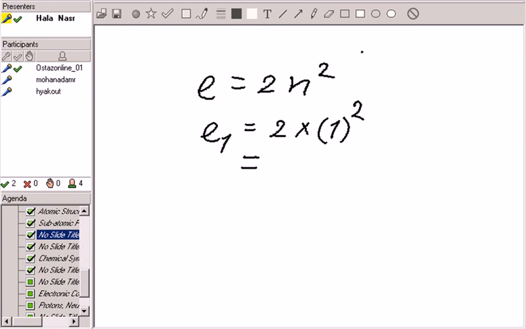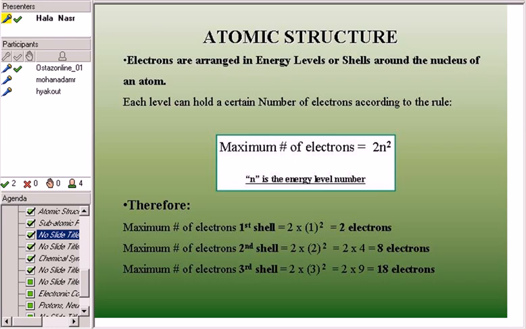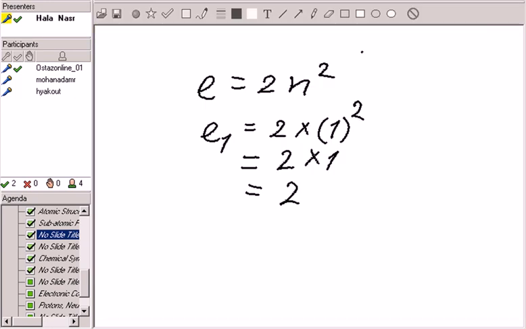Now let's do our math. It says here 2 times 1 to the power 2. 1 to the power 2 is only 1. So 2 times 1, I need to erase this. I'm not bad in math, I just did it wrong. So here, 1 to the power 2 is 1, so 2 times 1 is 2 electrons. This means that the first energy level is able to carry only 2 electrons. It could carry less, but not more than 2. So let's get back to our slide.